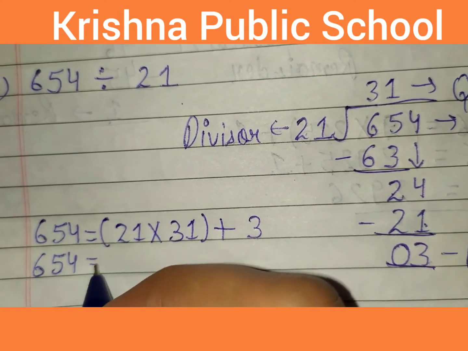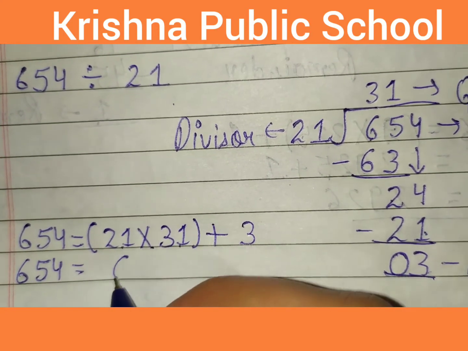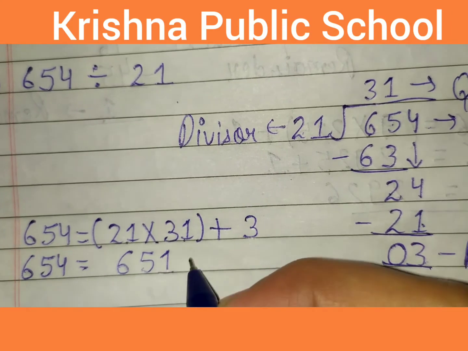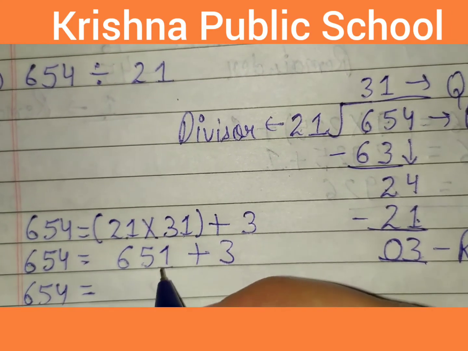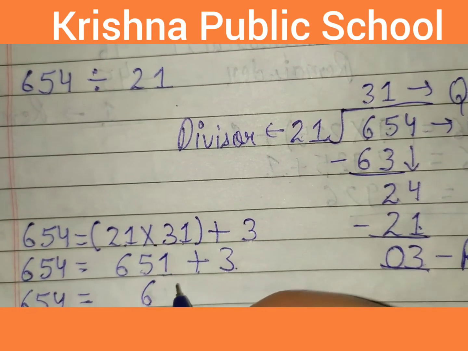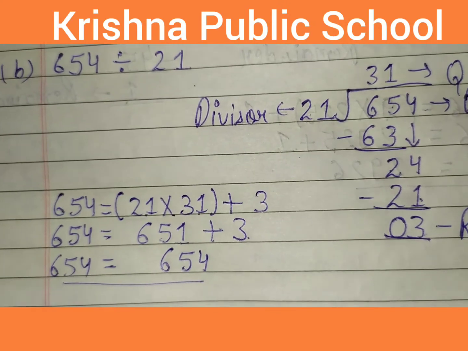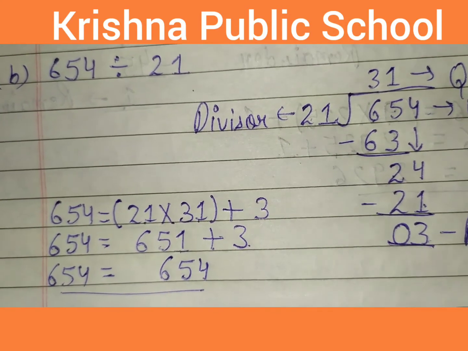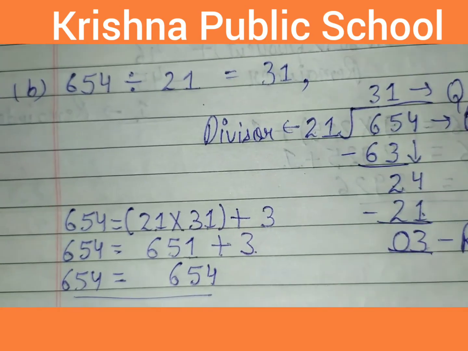654 equal to 21 multiplied by 31 equal to 651. Add 3. 654 equal to 651 add 3 equal to 654. Both are equal. It means your answer is correct. Okay children, your answer is 31 and remainder is 3.